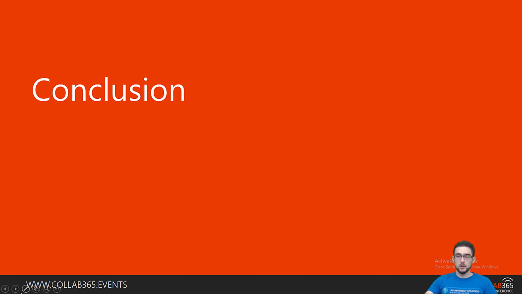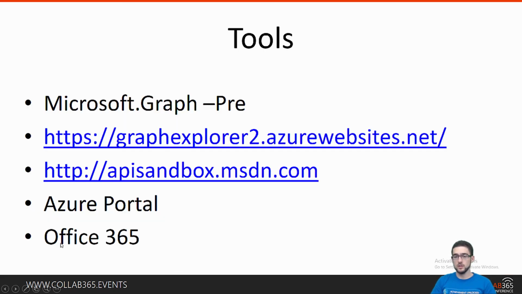So now let's conclude this session. Talking about tools before we finish the session, if you don't want to manually issue the HTTP REST requests, you can use the .NET implementations of all the service calls. What you have to do is install the NuGet package Microsoft.Graph with the pre flag to have the preview version of it, and you will be able to use high-level .NET APIs in order to query the graph.